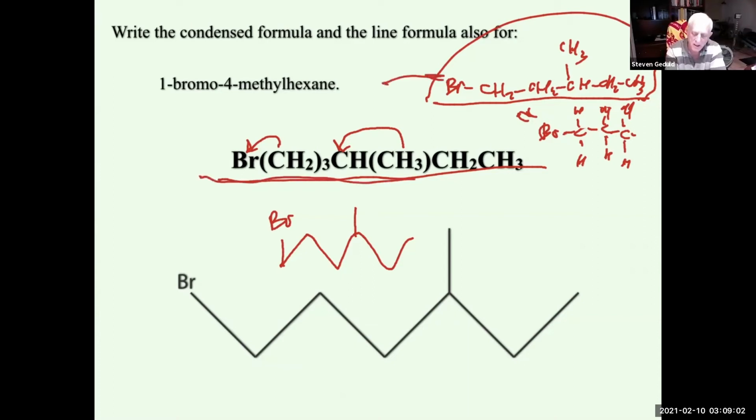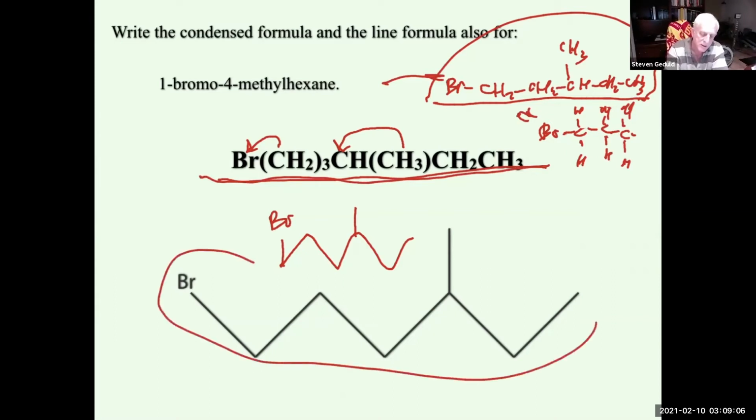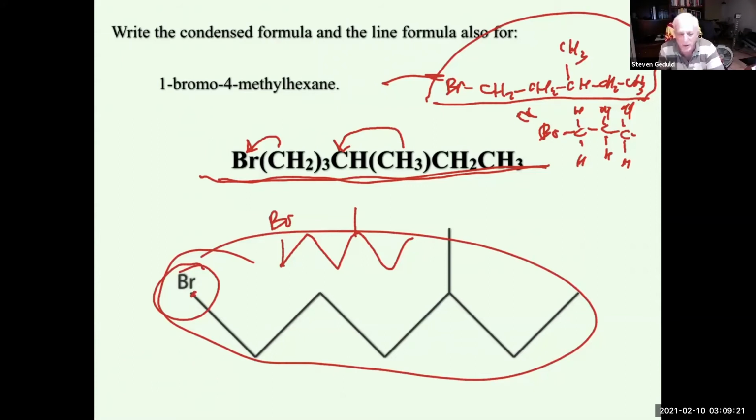So these are structural. This is your condensed, and this is your line formula. Now don't get confused with line formulas, because this is at the end of a line. There is no carbon there. If there's a Br or a Cl or an iodine or something else there, that takes the place of a carbon. So this is your first carbon. Even though this line continues, this is the attachment. Number 1, 2, 3, 4, 5, 6.